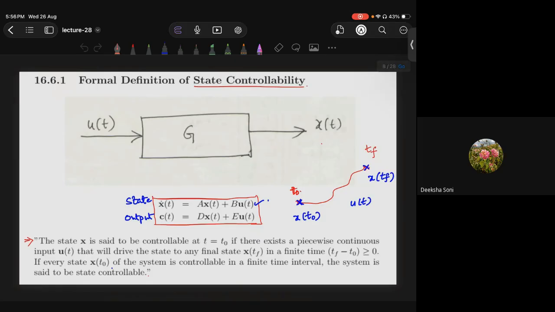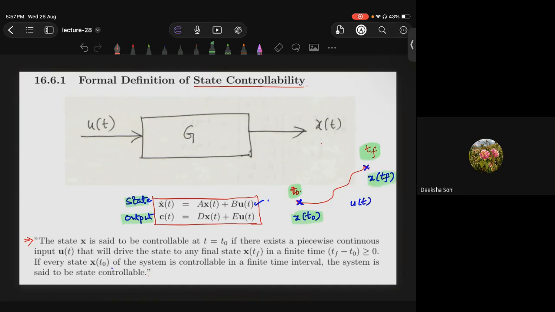First we'll discuss the controllability. Basically we have these equations, the state equation and output equation. Controllability here means state controllability. What does it mean? State controllability means, let us say your system is at some initial state at a time t0. At time t0, the state is x of t0. At a time tf, the state is x of tf.